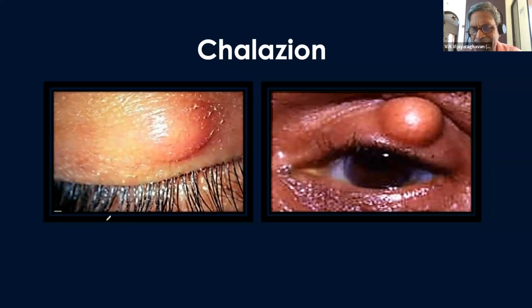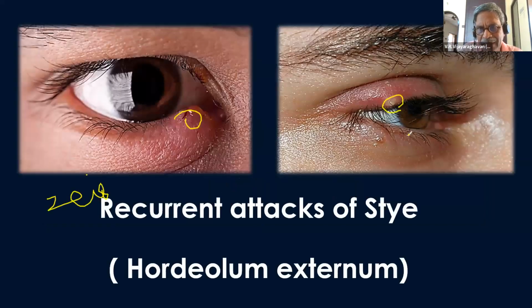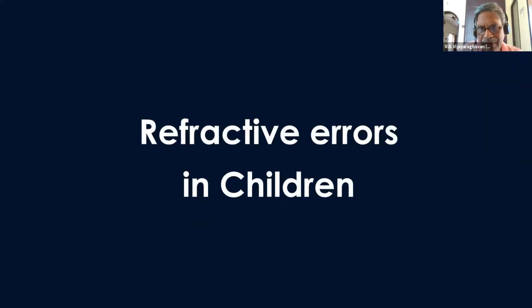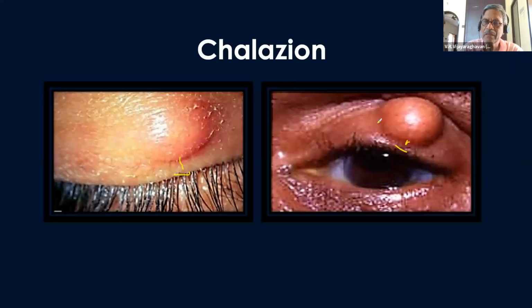Now we see a swelling here, but if you look carefully, the swelling is slightly away from the lid margin. Compare here, this eyelash is almost near the lid margin. Can you see this? That is what is called a chalazion: a chronic non-suppurative inflammation of the meibomian or tarsal plate glands.